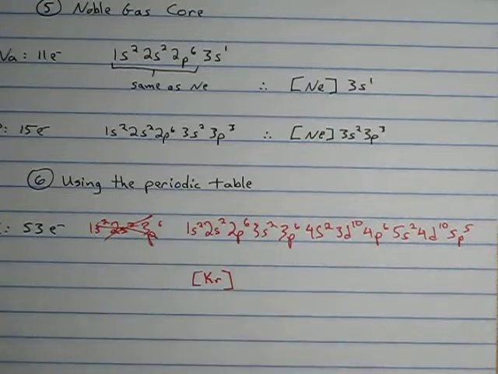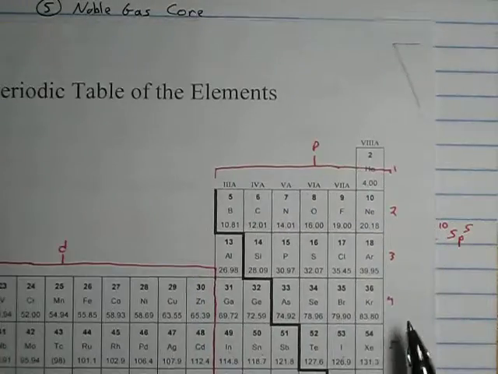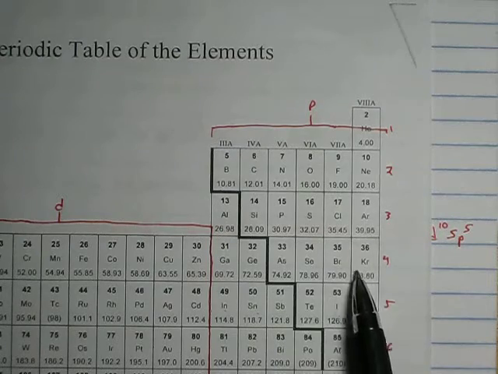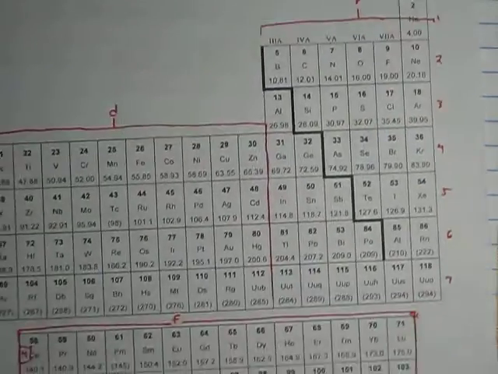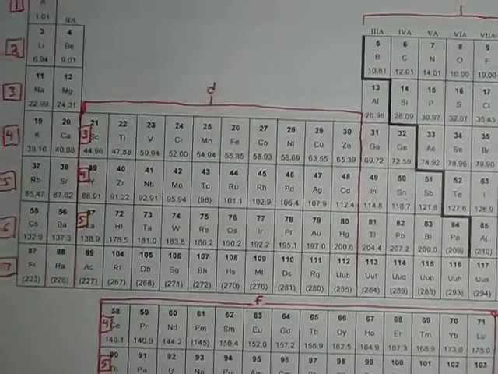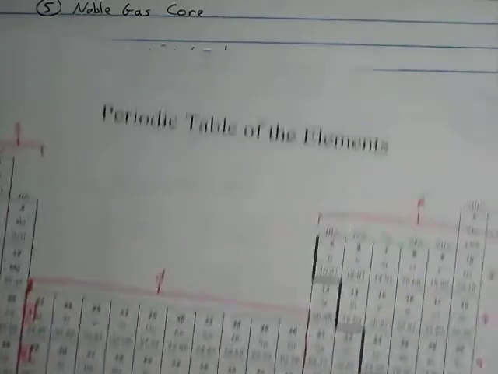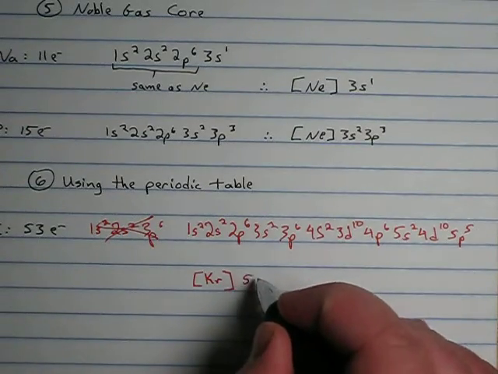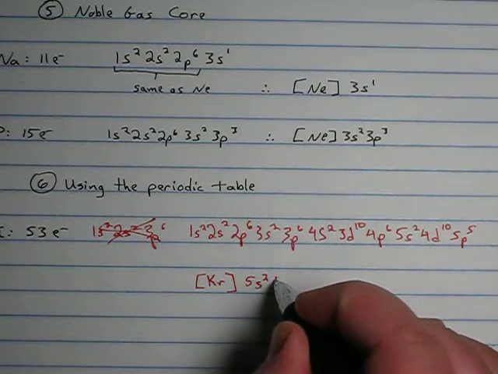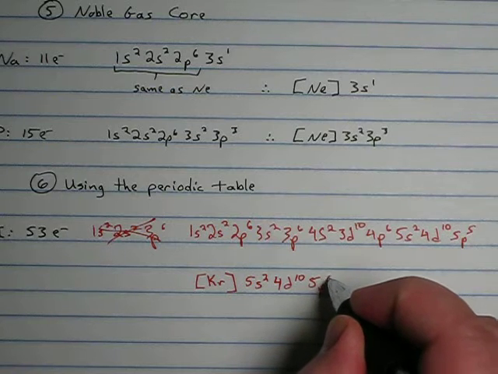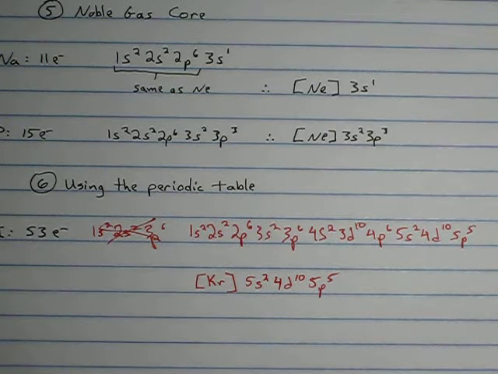Krypton core. Note, looking at our table here, krypton ended at the 4 p's. So this would be 4p6, and then on our table we're up to 5s2, 4d10, 5p5 for the electron configuration of iodine using the noble gas core shortcut.